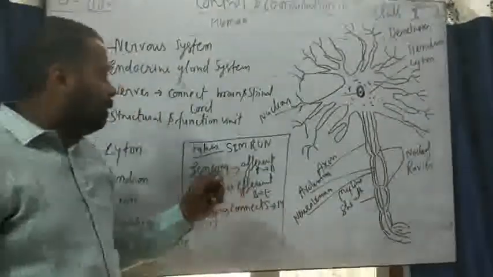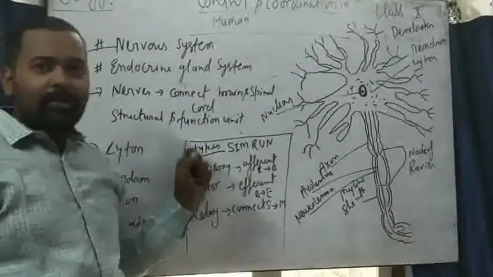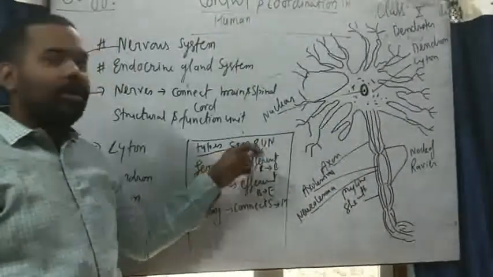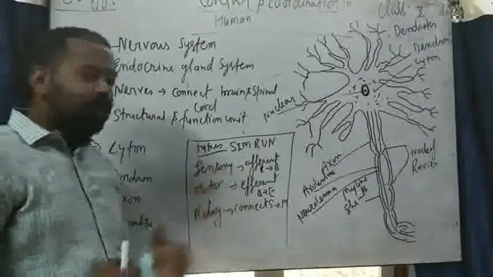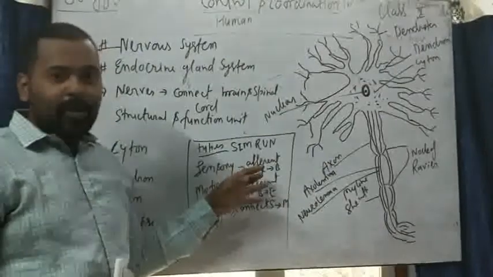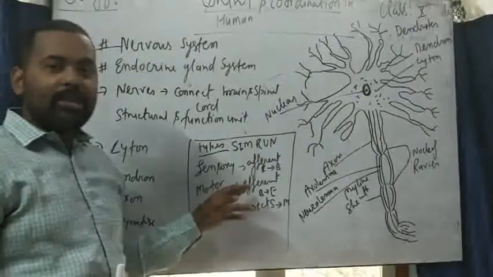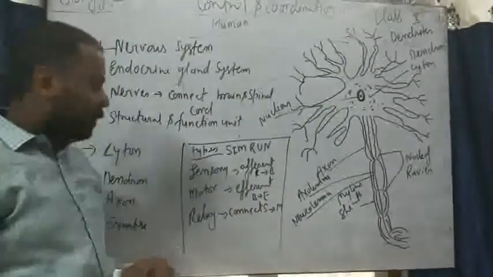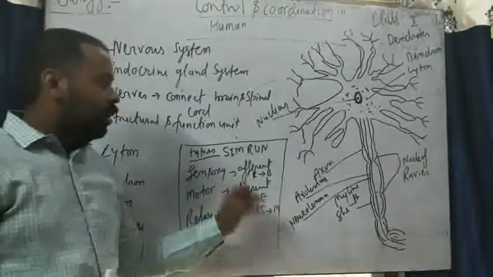If we talk about types of neuron, there are three types of neuron. To learn the types of neuron, I have a keyword for you, which is SIMRUN, SIMRUN. S for sensory, M for motor, and R for relay neuron. Sensory neuron is also known as afferent because it receives impulses from the receptor organ and sends these impulses to the brain. And motor neuron, also called efferent neuron, sends impulses from the brain to the effector organ. And the last one is relay neuron. It connects the sensory neuron to the motor neuron.